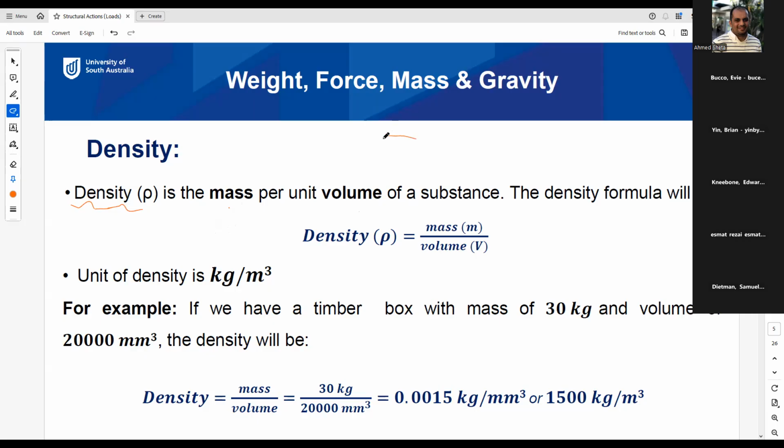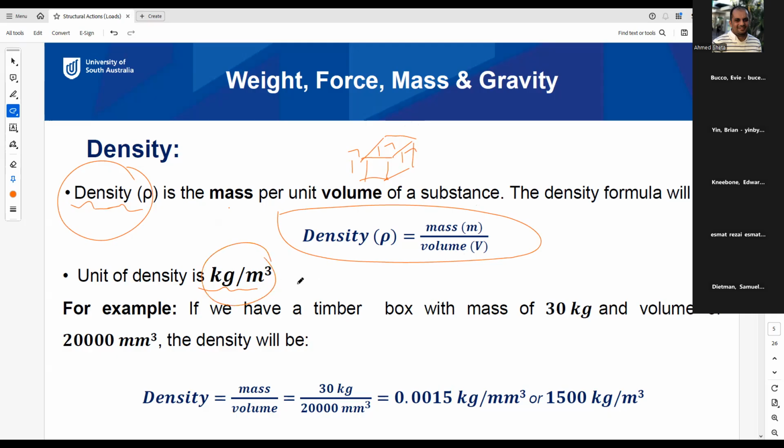So if we have a box, for example, of whatever the material, or a block of a material, and this block size is 1 meter by 1 meter by 1 meter, or whatever the unit is, the mass of this block will be our density. So the formula for the density, as you can see here, is rho equal to mass over volume. The unit of density is kilogram per cubic meter.